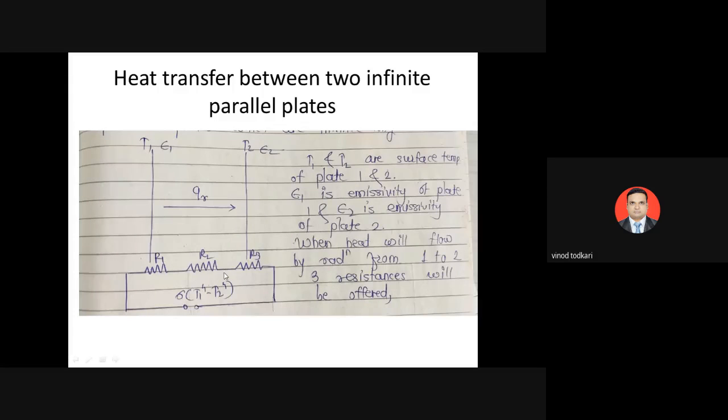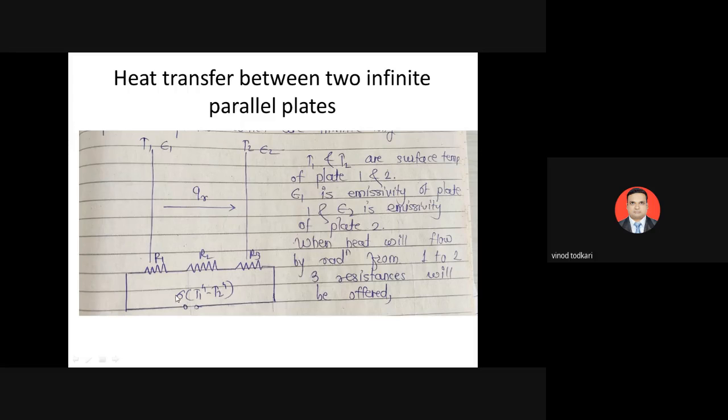The driving potential in radiation is sigma into (T1 raised to 4 minus T2 raised to 4). In electrical circuits, we call this factor voltage. Right? The driving potential in case of heat transfer by radiation is sigma into (T1 raised to 4 minus T2 raised to 4), where T1 and T2 are absolute temperatures.